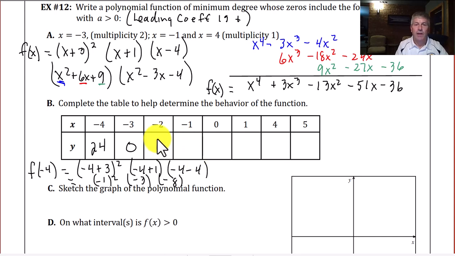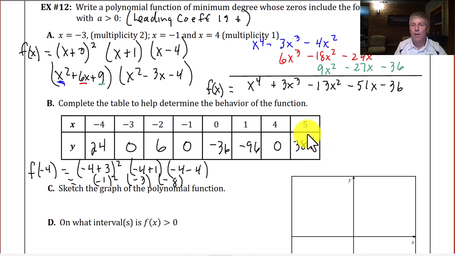I put negative 1 in for x, well, the middle factor, x plus 1, is going to drop to 0, so everything becomes 0. When I put 0 in, I get negative 36. When I put in 1, I get negative 96. When I put 4 in, in my factored form, this one factor becomes 0, so the whole thing is going to collapse to 0. And when we put 5 in, that's a lot of work, we're going to get 384.